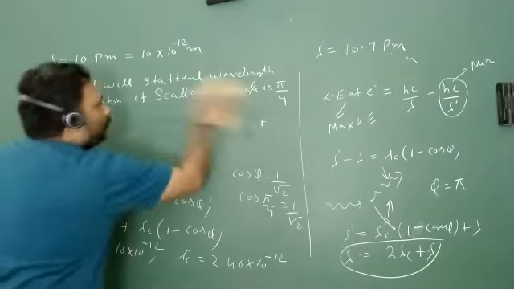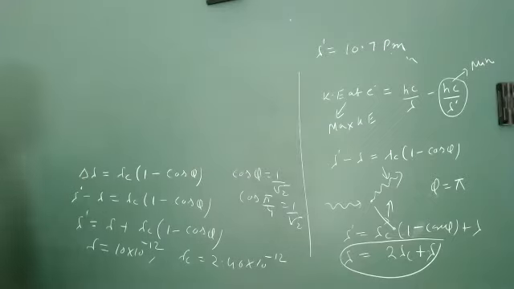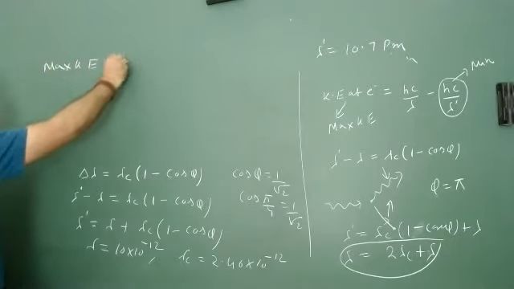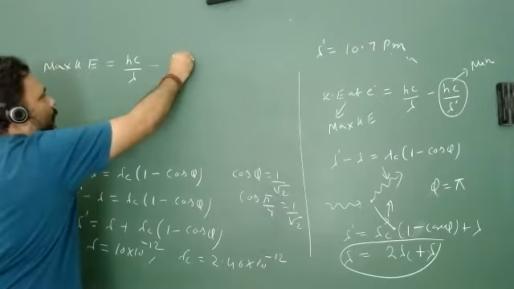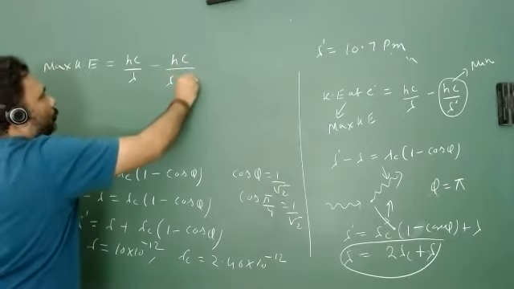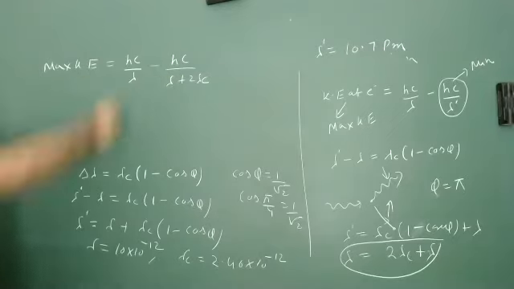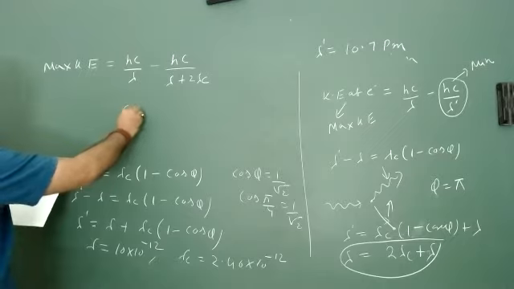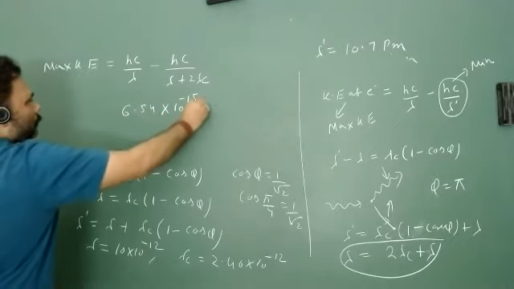So you have to just calculate this all part. This is very interesting. Now you can get the maximum kinetic energy. Maximum kinetic energy is equal to hc upon lambda minus hc upon lambda plus 2 lambda c. You have lambda, you have 2 lambda c, you have the value of hc, and everything you can calculate. So this will be, I think, 6.54 into 10 to the power minus 15 joule.